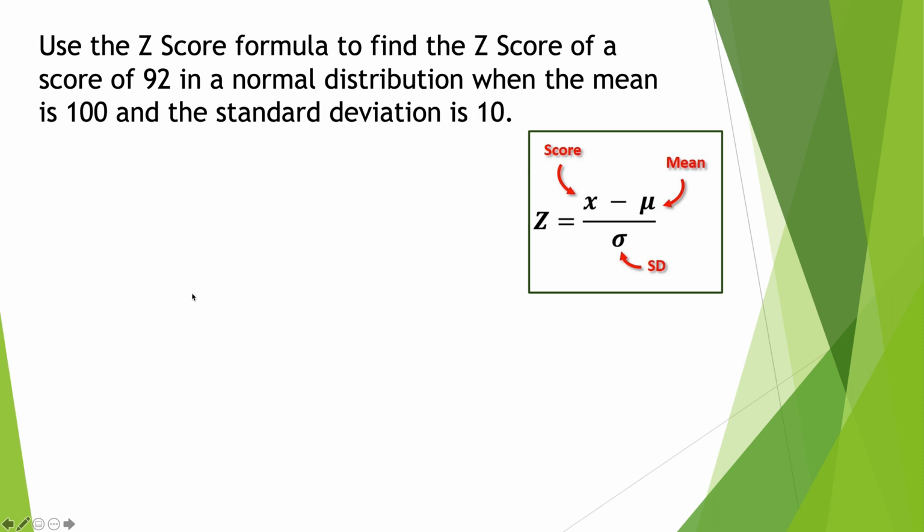So use the z-score formula to find the z-score of a score of 92 in a normal distribution when the mean is 100, the standard deviation is 10. So the z-score will be, keep in mind we put the score first minus the mean. So the score is 92, the mean is 100, over the standard deviation, which is 10. And that gives me negative 8/10, also known as negative 0.8.